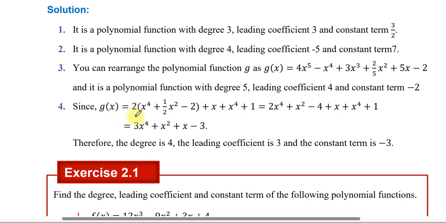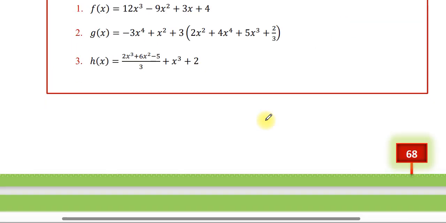So g of x equals 2 into x to the power of 4 plus 1 over 2x squared minus 2, plus x plus x to the power of 4 plus 1. Multiplying inside, we get 2x to the power of 4 plus x squared minus 4 plus x plus x to the power of 4 plus 1. So here you can add x to the power of 4 and 2x to the power of 4 because they are like terms. 2 plus 1 is 3, so 3x to the power of 4. Then x squared, then -4 and 1 can be added because they are like terms, giving -3. So finally we get this. Our degree is 4, the leading coefficient is 3, and the constant term is -3. So we can work like this.